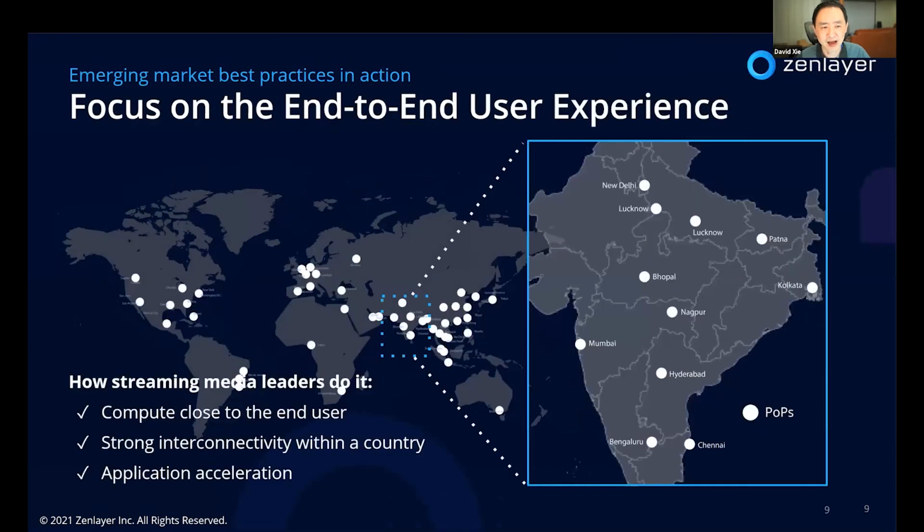And then lastly, what I'll say is focus on the end-to-end user experience. Because if there's one big friction in that experience, we all know users will churn and go elsewhere. For example, we worked with a group of media companies to build solutions in the Indian market. Like everywhere else, we were planning to have just one or two points of presence. We call it a POP.